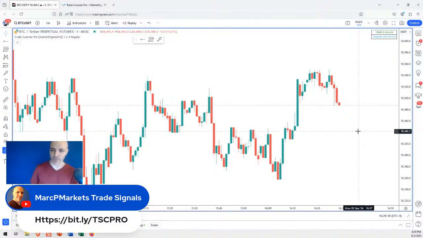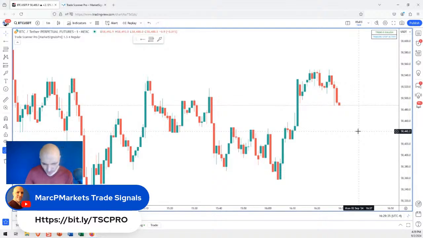People who have the Trade Scanner Pro, you should be able to answer this question. I know this is advanced because it's a 1 minute, but I like to challenge you. What options, what choices do I have here? I'll give you a hint. I pretty much have two choices.